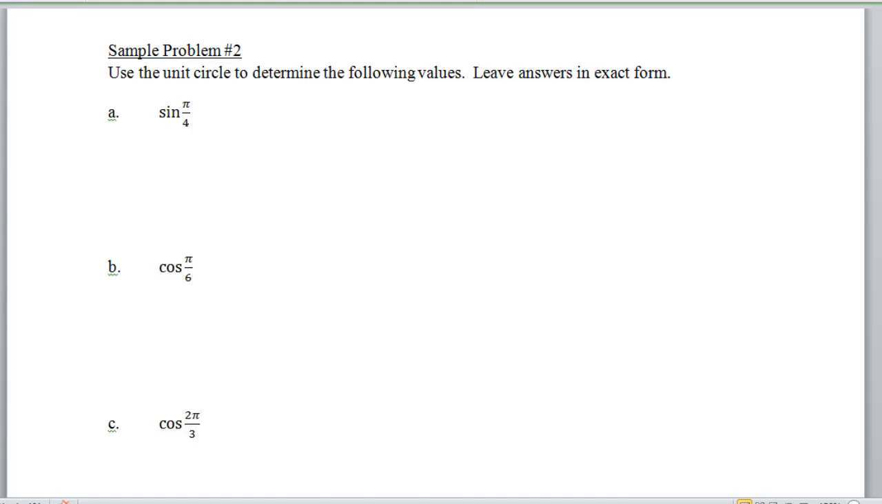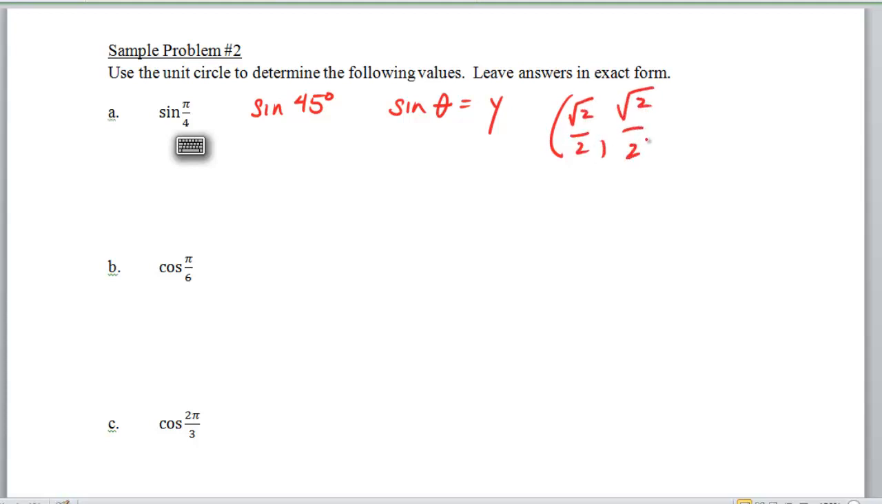sine of pi over 4. Now, we should know that this is the same thing as the sine of 45 degrees. Whichever way you decide to remember it is up to you. Now, if you remember that the sine of any angle on the unit circle is equal to the y value in the xy ordered pair, we could simply pull the ordered pair off of the sine of 45 degrees, or the sine of pi over 4, and what we'll see is the ordered pair is given to us as the square root of 2 over 2 and the square root of 2 over 2.